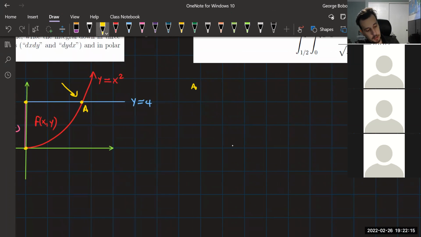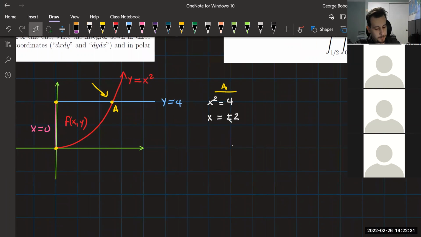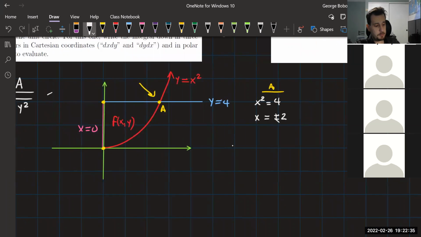Okay, so for A, we're going to do over here, x squared equals 4. So obviously here, this has 2 roots, but I'm only going to keep the positive one, right? The negative one is, of course, for the other side because they intersect again on this side, right? So that's why I ignore it. Okay, so that's point A.